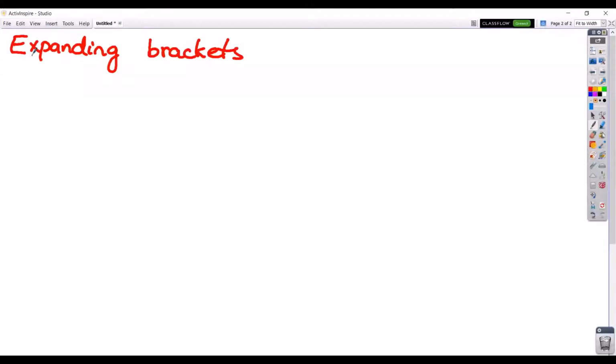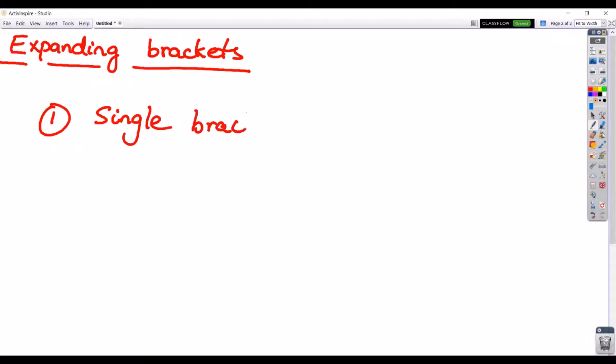Hi there, today in this lesson we are doing expanding brackets. To do the expanding brackets, we have got two types of questions. One is the single bracket expansion and the next is double bracket expansion.